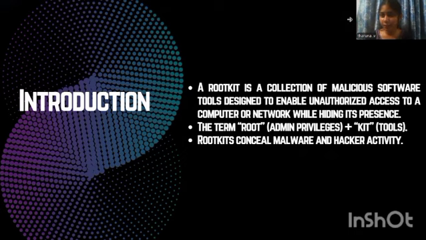Let's start with a simple introduction. The word rootkit comes from two parts: root, meaning the administrator level access in Unix or Linux systems, and kit, meaning a set of tools. So basically, a rootkit is a set of malicious tools designed to give an attacker hidden control over a system. What makes rootkits different from regular malware is their stealth. Once they're installed, they can hide themselves from other malware, from antivirus programs, and even from the operating system itself.